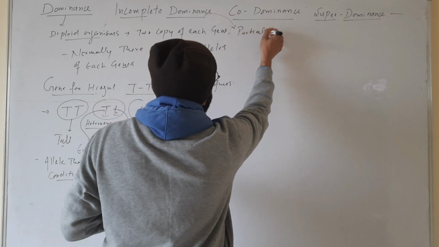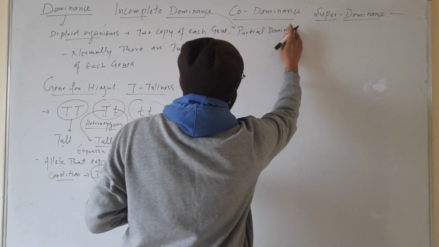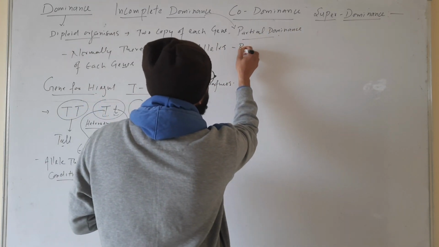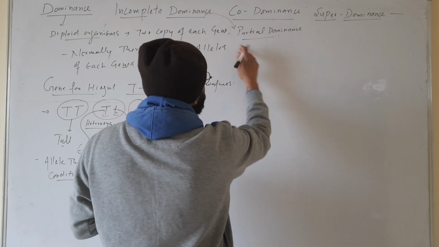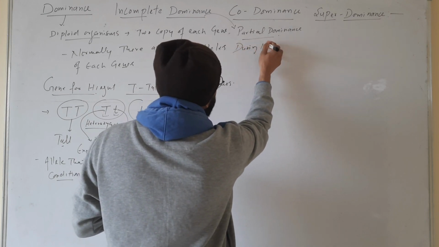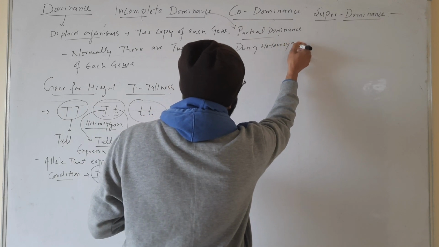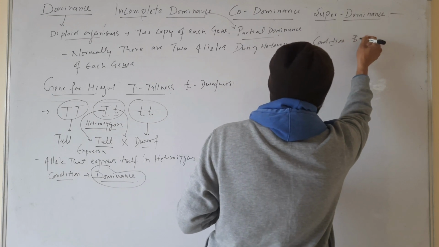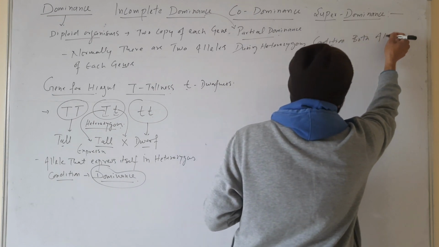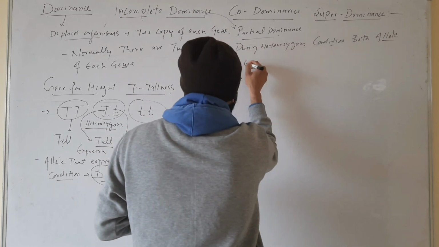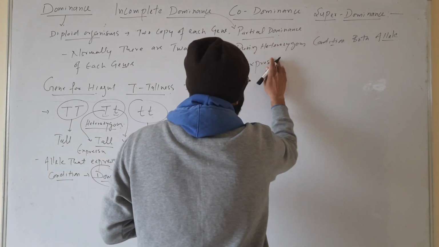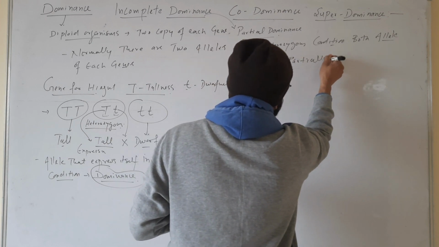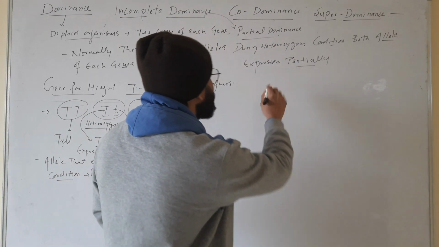Now coming to incomplete dominance, it is also called partial dominance. In that case, during heterozygous condition, both copies or both alleles express partially. They are not fully expressed, they are partially expressed.